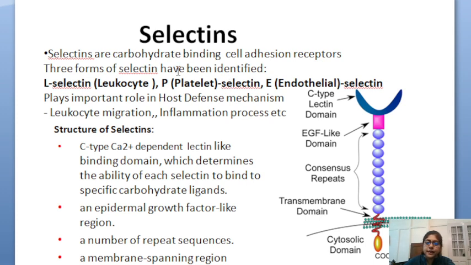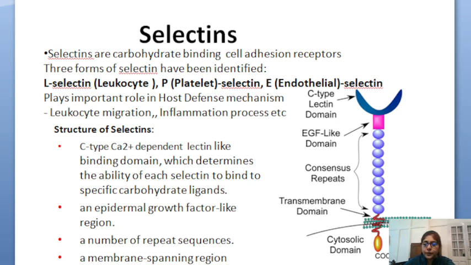The next class of cell adhesion molecules is selectin. These are carbohydrate binding cell adhesion receptors, and there are 3 different forms: L-selectin, P-selectin and E-selectin. It plays a very important role in defense mechanisms, leukocyte migration, inflammation processes, etc.